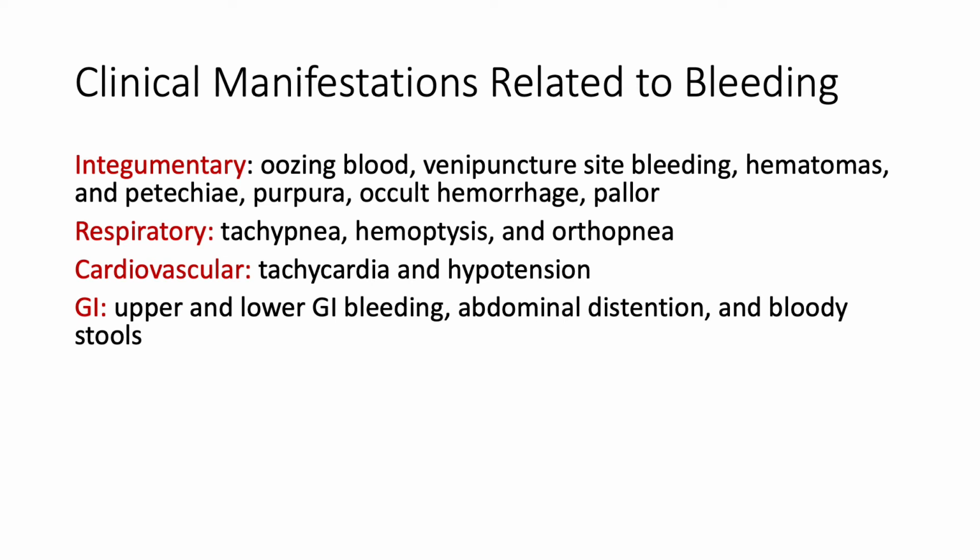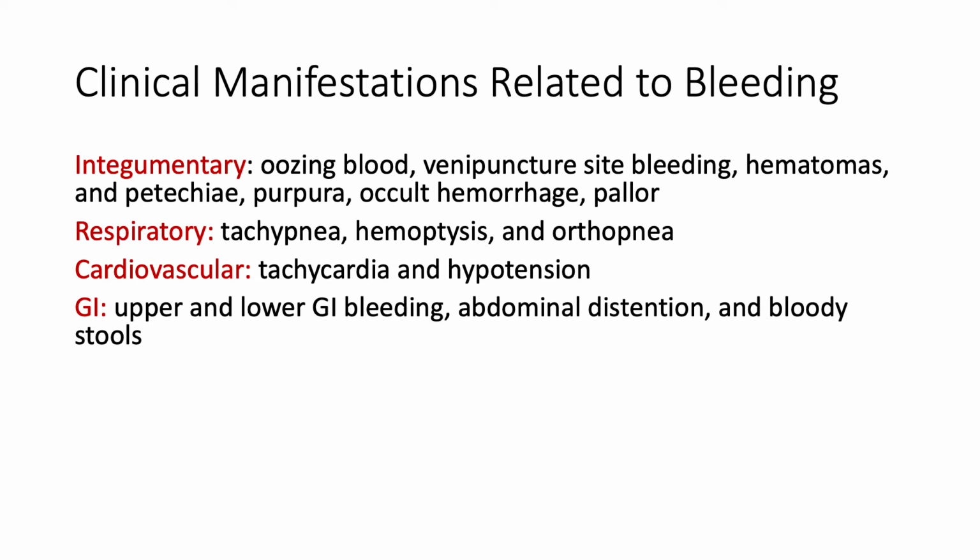Now for lower GI bleeds, again, we consider digestion and the location. So if the bleed is very low in the lower GI system, that blood isn't really getting digested, so it's going to look like frank red blood in the toilet. But if we're having a lower GI bleed that's a little higher up in the intestines, now again that blood's getting digested a little bit more, so the patient's stool would be black in color and kind of a tarry consistency.